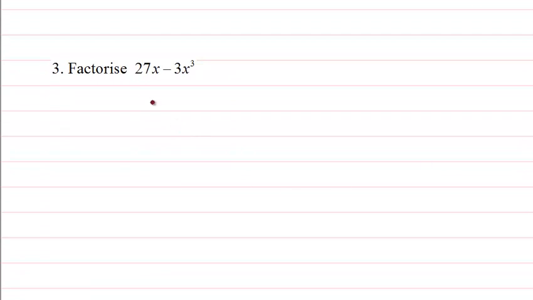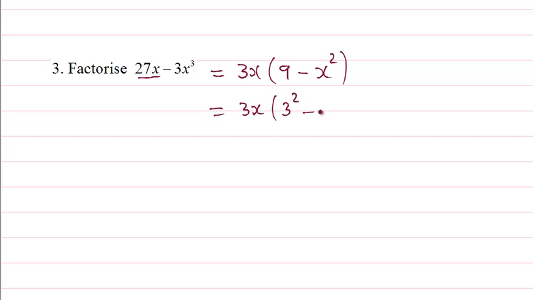Example 3. Now 3 is a common factor and also x is a common factor. So we take 3x outside. Then from the first term we are left with 9. From the second term 3 is gone and 1x is gone, so we just have x squared. Now you should recognize this is like difference of two squares, so it's 3 squared minus x squared. So you can write two brackets for this, 3 minus x, then 3 plus x.